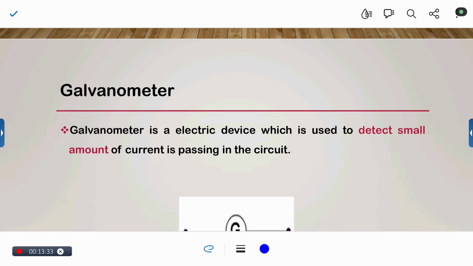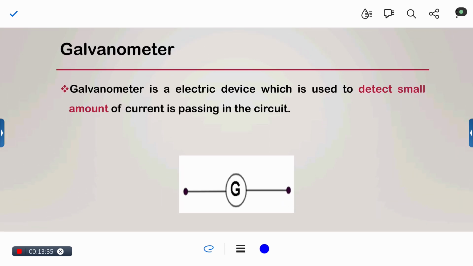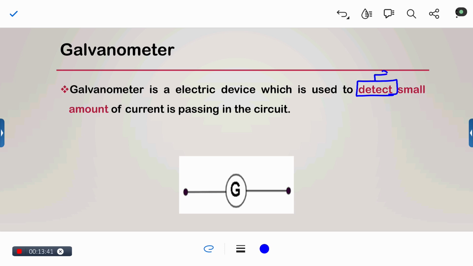And the last device you have is the galvanometer. This one helps to detect. What is the meaning of the word detect? Finding, even when a small amount of current is passing through the circuit. So how will the galvanometer look? The device will be like this.